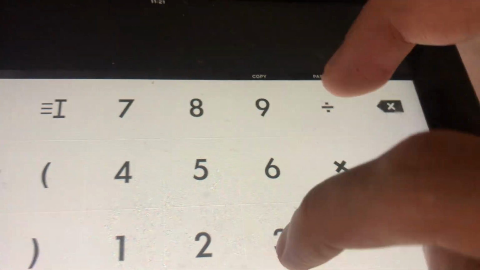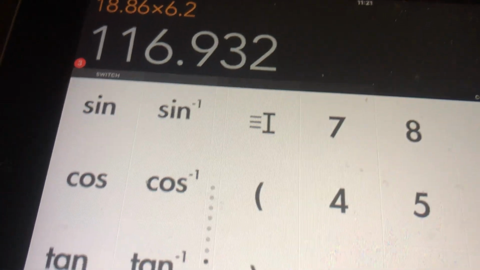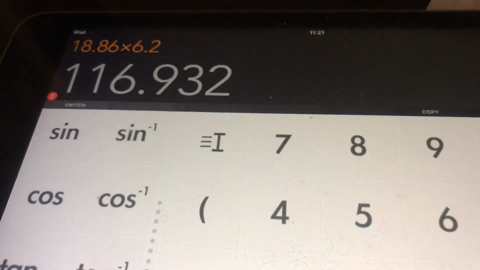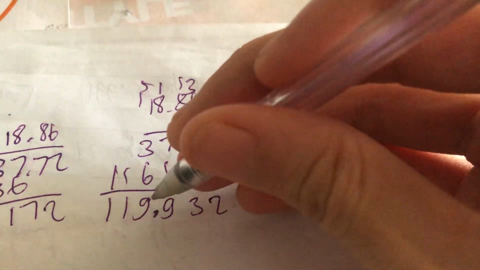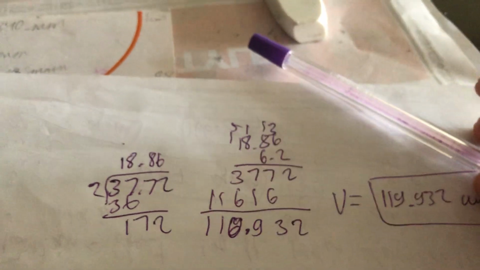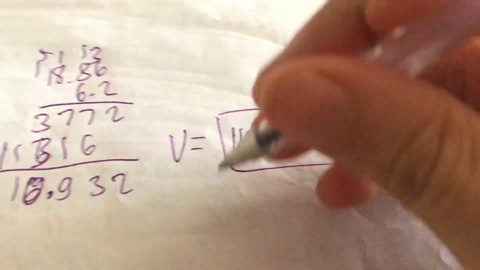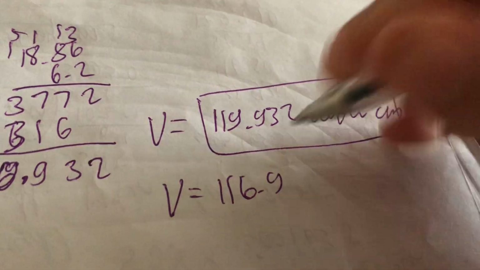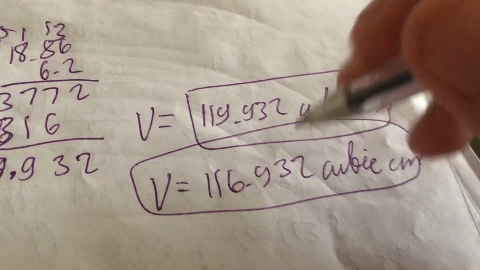There. Check with the calculator. Very good. Then multiply it by 6.2. Malapit na. And there's the reason why. Kasi ganito siya. That's 113 pala. So yun lang. So the real volume is 116.932 cubic cm. Ito yung final answer namin. Okay.